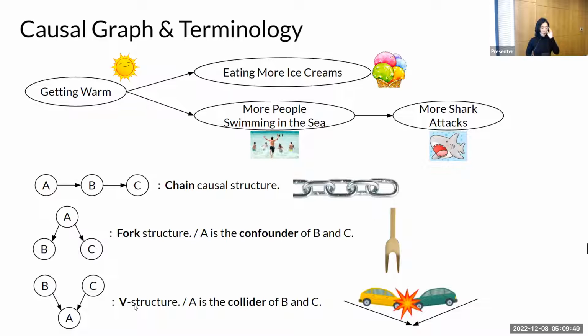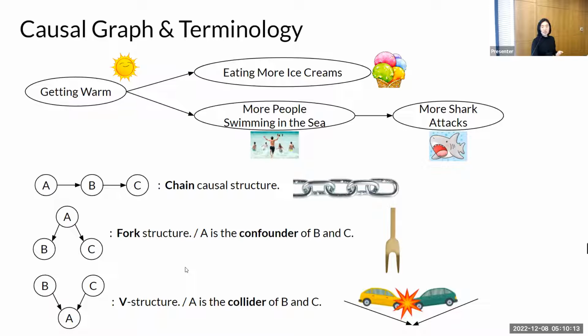Now we dive into more vocabulary. So apart from knowing the relationship, we will now look into the structure of more variables. If we consider the case of 3 variables, then we will see these 3 common examples. First is a chain causal structure where A causes B causes C. The second is a fork structure, or you can say A is a confounder of B and C.